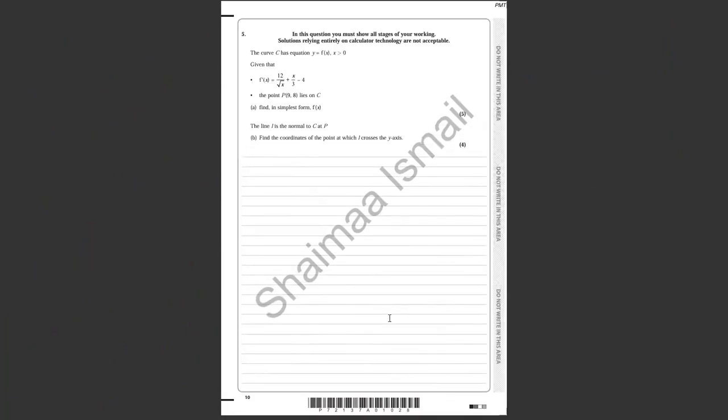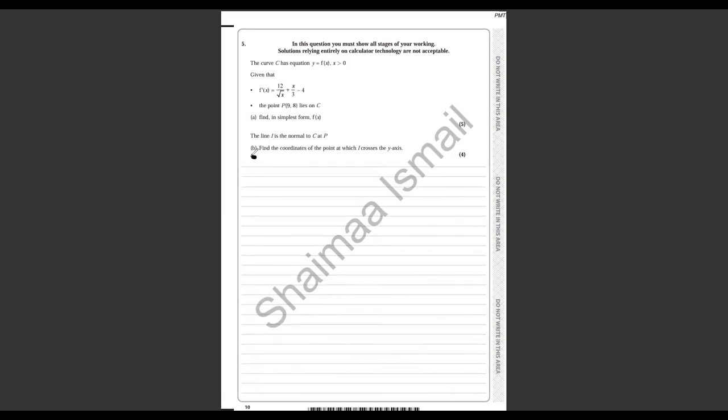Question number 5. The curve C has equation f(x), and they give you f dash, then a point on the curve. Find the simplest form of f. So we are going to integrate this.